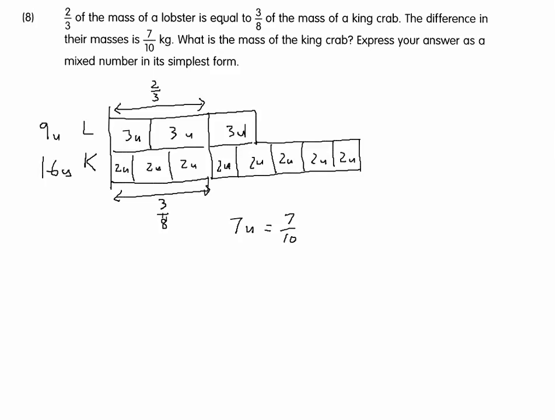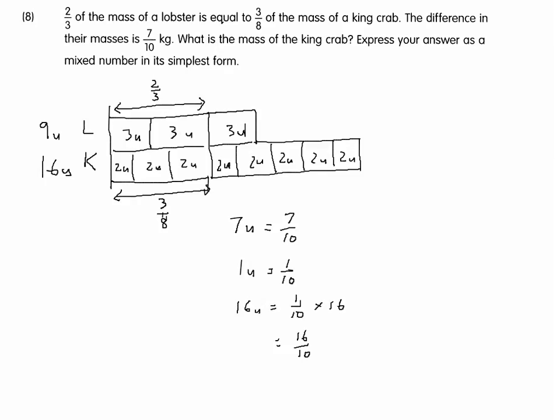Okay, now, we know that 7 units equals 7 over 10, right? 1 unit equals 1 over 10. Now the question is, I want to find the mass of the king crab. Mass of king crab is how many units? 16 units, right? It is actually 1 over 10 multiplied by 16, which gives 16 over 10. But they want you to express it as a mixed number in the simplest form. 1 whole 3 over 5. You can write down the answer.